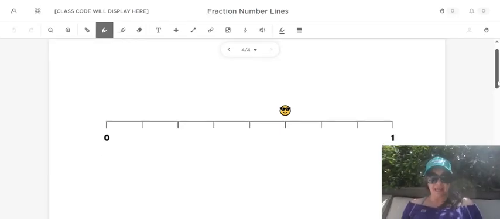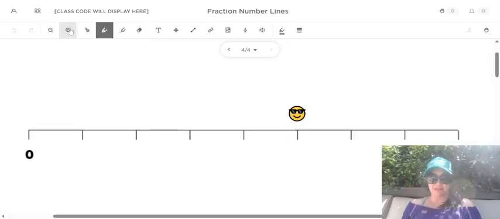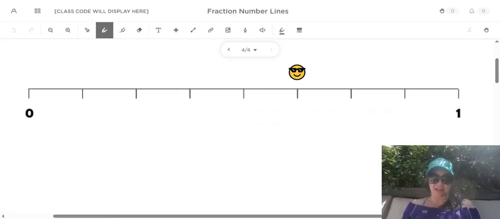Okay. My last question for this is going to be, what fraction is at this smiley face with sunglasses? Okay. Feel free to pause the video. Take a moment to count the spaces. I'll even zoom in a little bit so it's easier to see, and write the fraction that is at that smiley face.